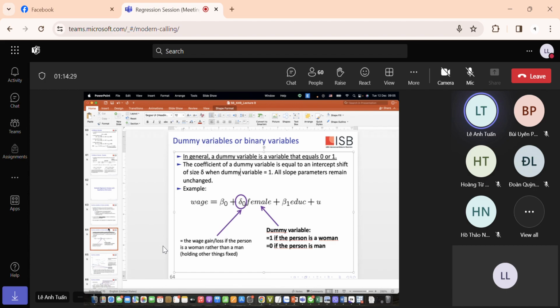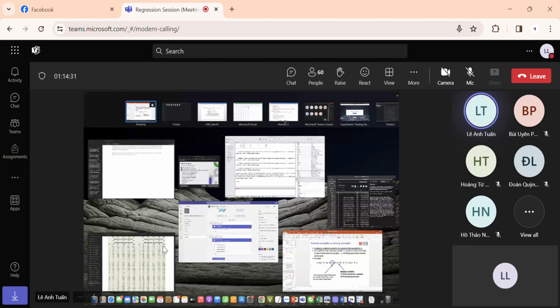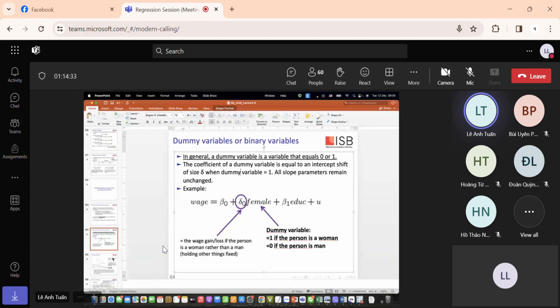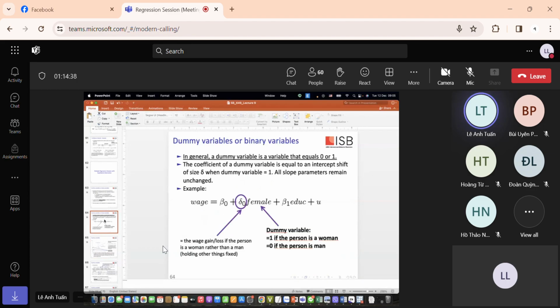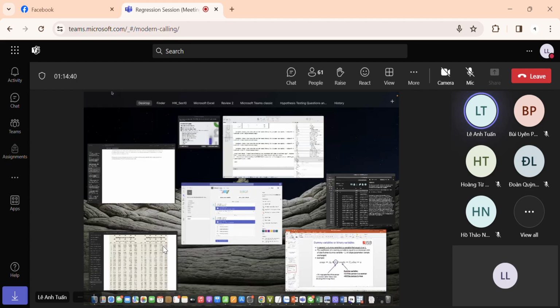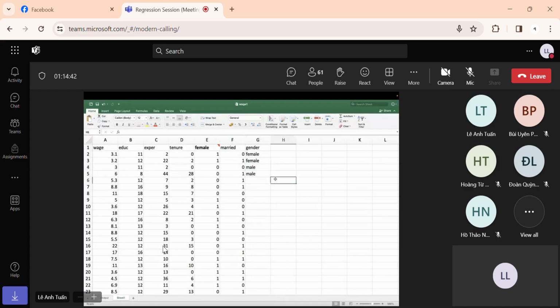Okay, let's see a sample. Here we have married and unmarried, and similarly we define marriage equal to 1 if a person is married, and equal to 0 if unmarried. And now we estimate the model.